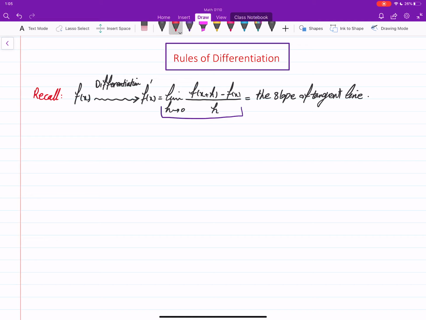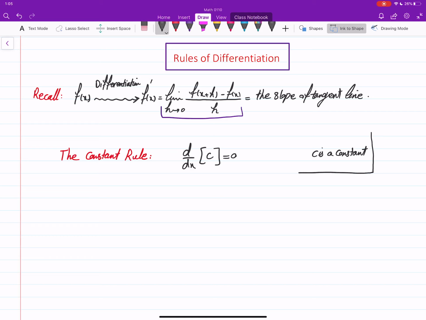These are important ones. The first one is called the constant rule. It's a simple rule. It says that if you're trying to find the derivative of a constant, where c is a constant, and by the way, d/dx is another way of writing the derivative, this derivative is always equal to 0. No matter what you put for c, this is going to be 0.